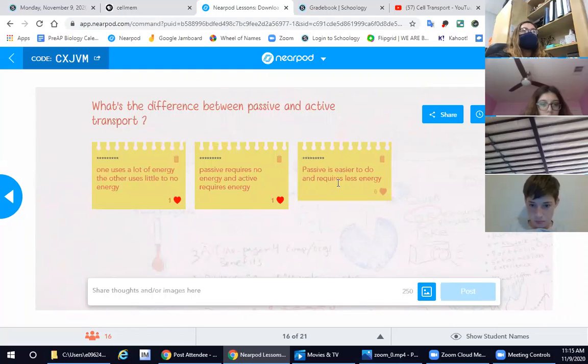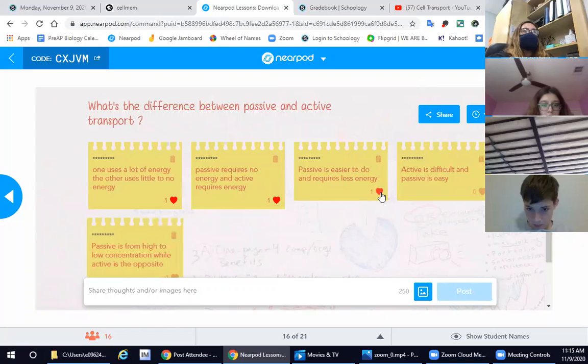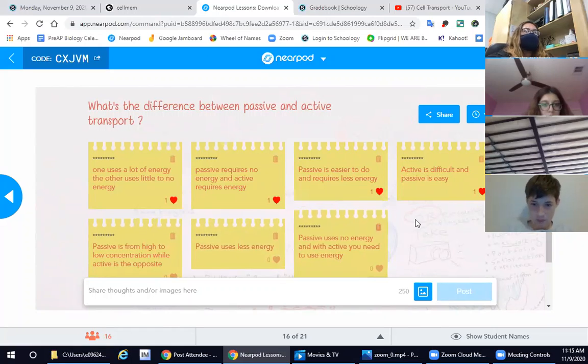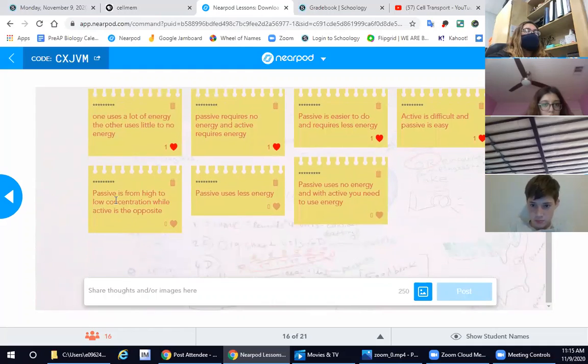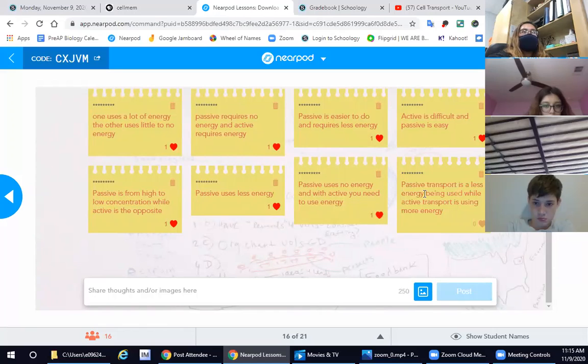Passive is easier to do and requires less energy. Good job. Active is difficult and passive is easy. Good job. Passive is from high to low concentration while active is the opposite. Yes. Passive uses less energy. Yes. Passive uses no energy while active you need to use energy. Yes. Passive transport is less energy being used while active transport is more energy. These are great answers. Good job.